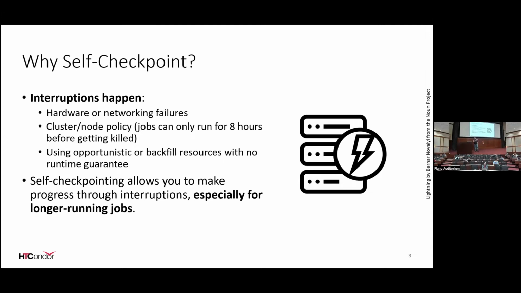This also applies, except even more so, on opportunistic or backfill resources, where they may not have a policy about how long you can run, but in practice, maybe you get 15 minutes, maybe you get 24 hours, and there's no way to know. So what self-checkpointing does is allow you to make progress through those interruptions. And this is particularly important for long-running jobs, right? If your job only runs for 20 minutes and has to restart from scratch, maybe it doesn't really matter.